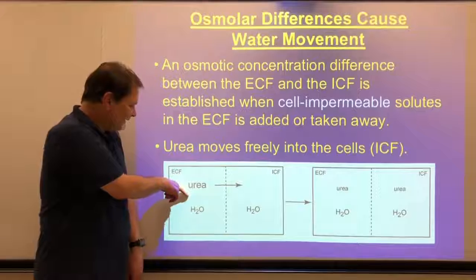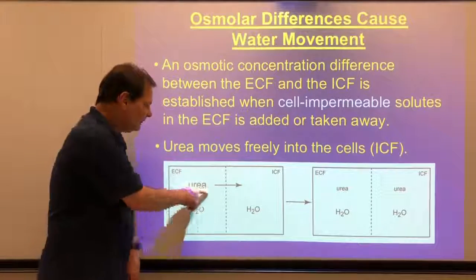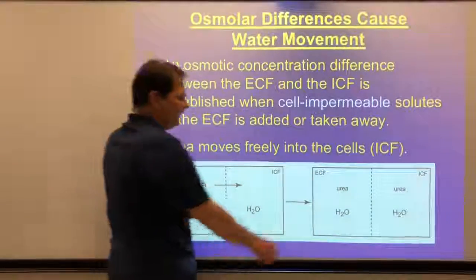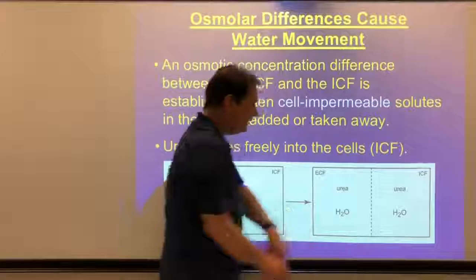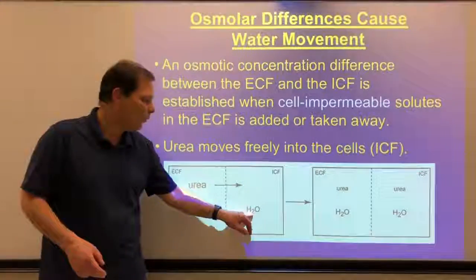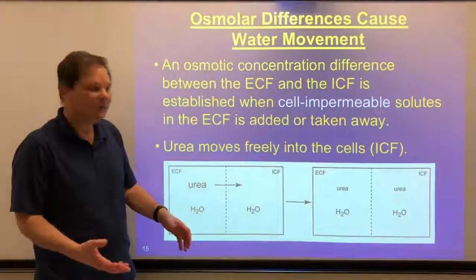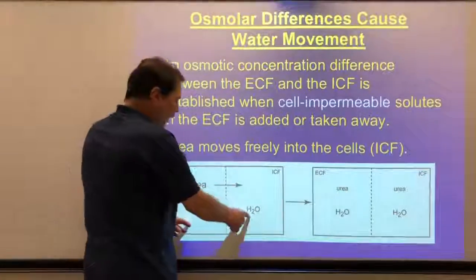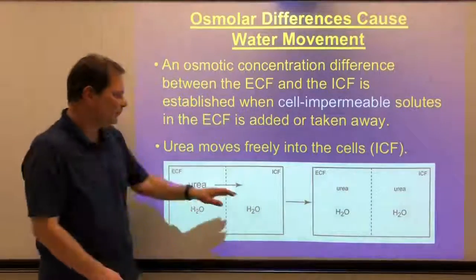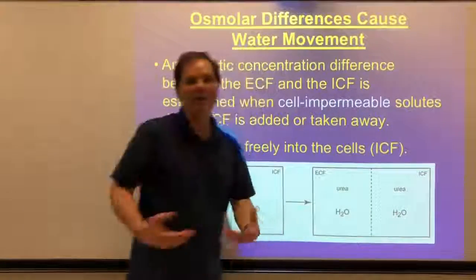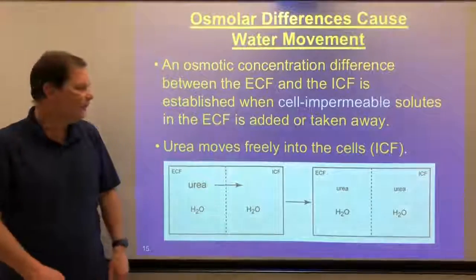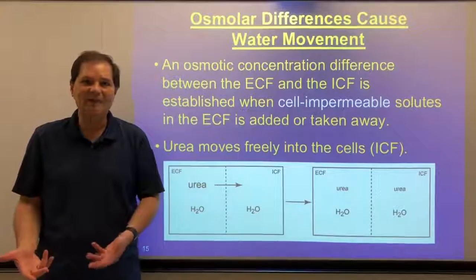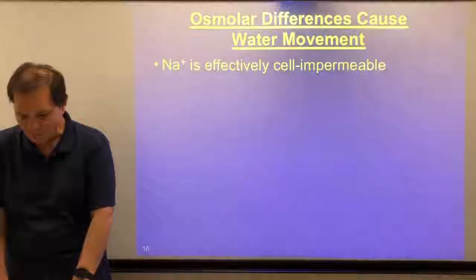If I add urea to the extracellular fluid, because it can easily cross membranes, it's going to cross to the intracellular fluid, and eventually I'll have the same concentration of urea on both sides. If that is the case, water won't move, because it doesn't have to. The osmotic difference corrects itself just by the urea moving, and so the osmotic concentration on both sides ends up being the same without moving any water at all. So cell-permeant solutes don't really help with establishing an osmotic gradient across a membrane.